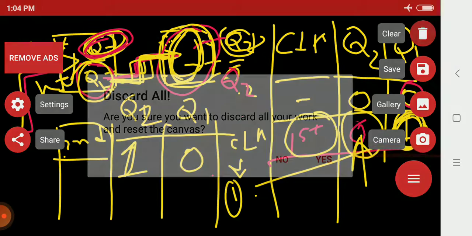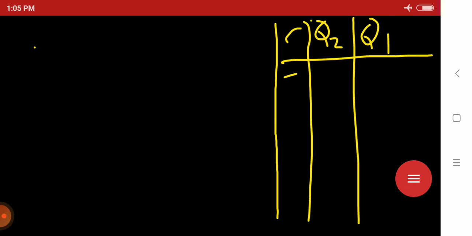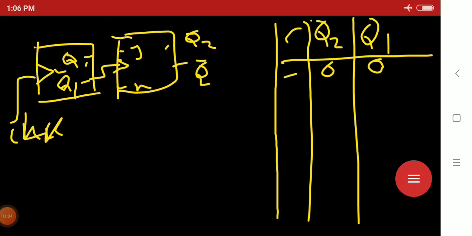Now I am writing here neat and clean. So here, clock pulse, Q1, Q2. Without clock, Q1 and Q2 are 0 0, and here we have two flip-flops. That means without any clock pulse, Q1 and Q2 are 0 0.